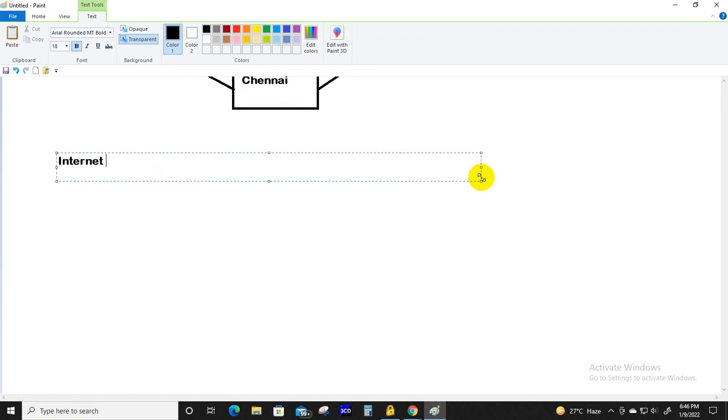Internet is a very common term, and internet is also a type of WAN. It is also used to connect offices, sites, data centers together.